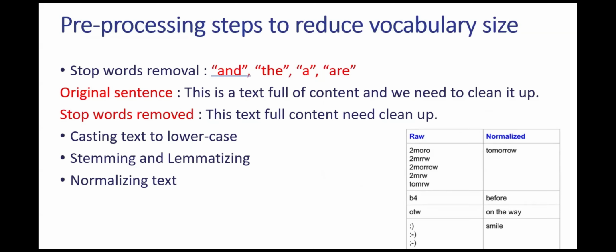Something else that we can do, especially when we're dealing with a large vocabulary size, is we can employ some pre-processing techniques. Now, this can make it a lot easier for the model to process our text a lot more efficiently. Now, one key step is something known as stop words removal. So stop words are words like and, the, a, are, and these words don't typically contribute much to the meaning of a sentence. So that's why they can actually be safely removed.